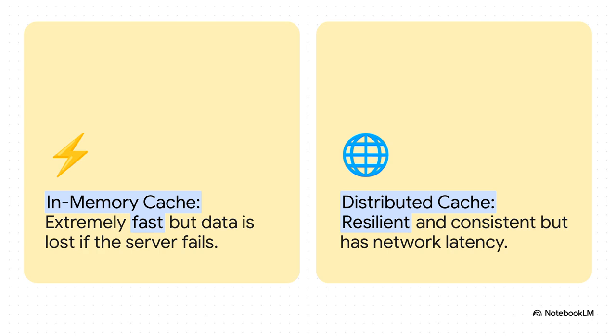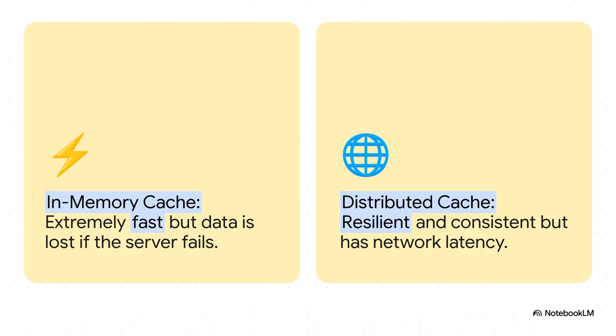Option 1, an in-memory cache. It lives right there on your app server. The pro, it's ridiculously fast. There's no network involved. The con, if that server crashes, all that cache data is gone, and if you have multiple servers, they all have their own separate, inconsistent caches.